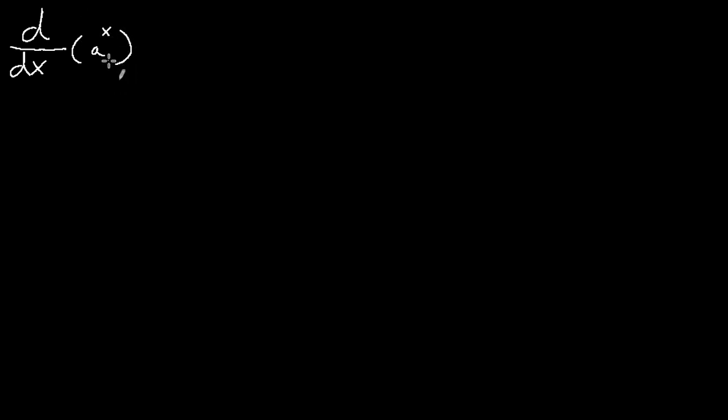Let's see if we can find the derivative of a to the x, where a is some constant. Just pretend it's the number 2. That's usually the one I personally think of, but whatever. How can you do that by definition? Well, by definition, we want h to go to 0.